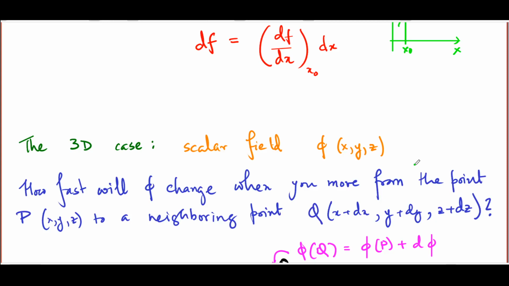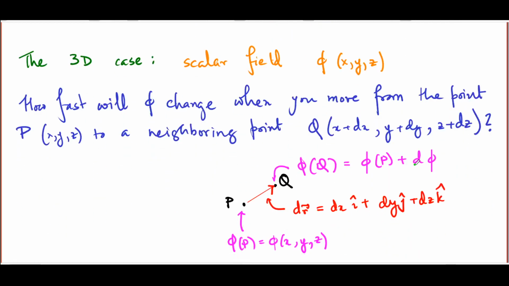So the question that we are asking is, how fast will phi change when you move from a given point, let's say P, with coordinates x, y, and z, to a neighboring point, Q, whose coordinates have changed a bit. So their coordinates are now x plus dx, y plus dy, z plus dz. Here, we are going to ultimately consider dx, dy, and dz to be infinitesimally small quantities. So these two points, P and Q, are really infinitesimally close to each other. But of course, we can't draw infinitesimally close points, so I'm going to show this with a finite distance.